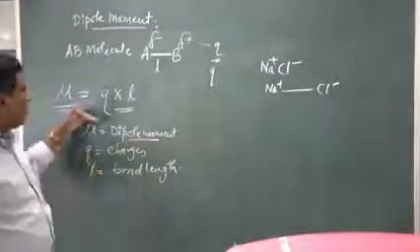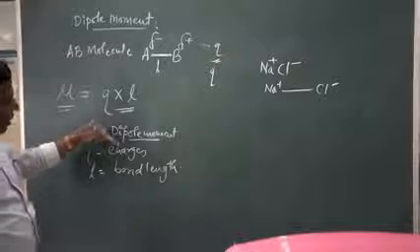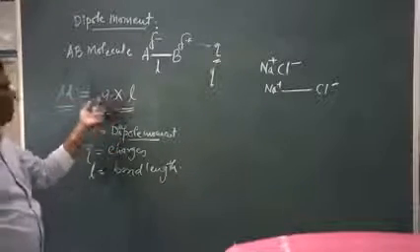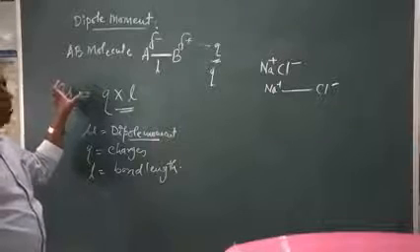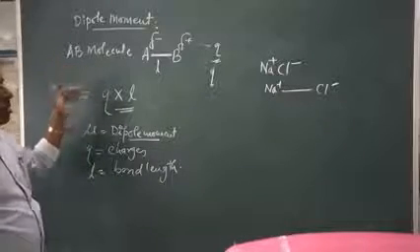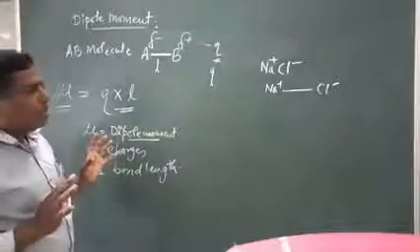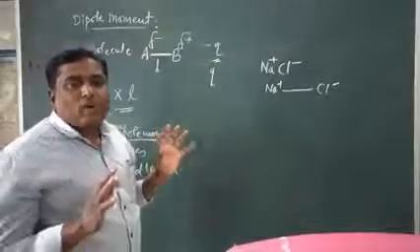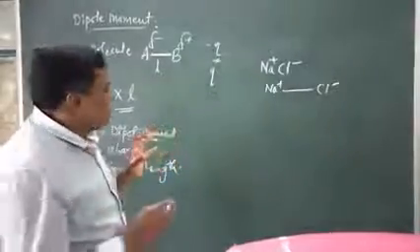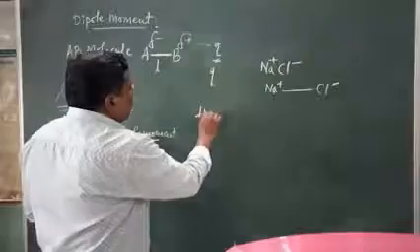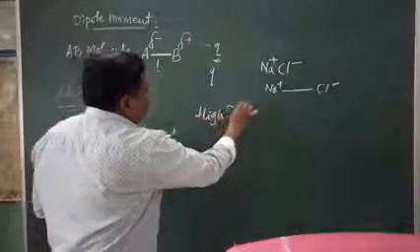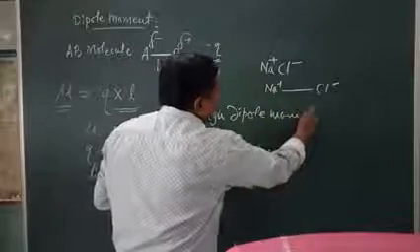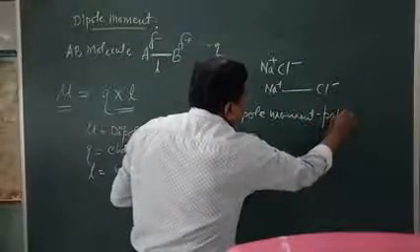The dipole moment value is called mu. Q is the charges, and L is the bond length. When we take the product, it is called the dipole moment value of the molecule. When the dipole moment value is very high, these molecules are called highly polar in nature. High dipole moment values generally indicate polar nature.